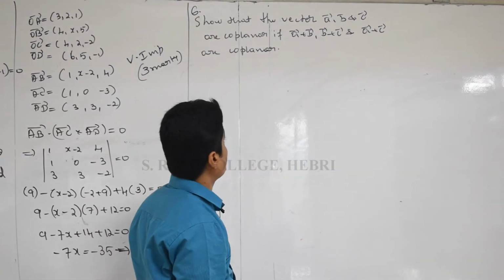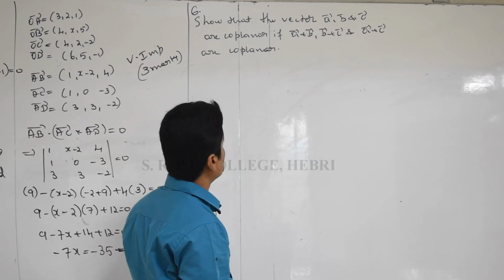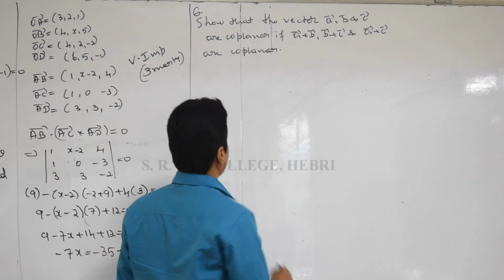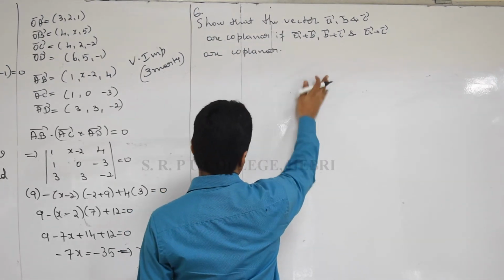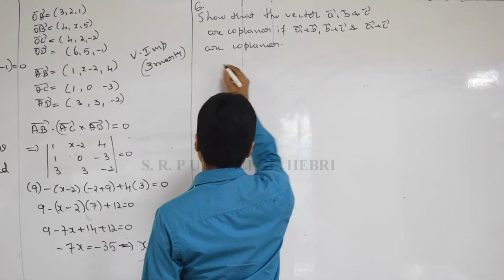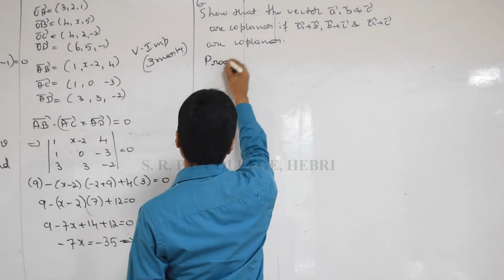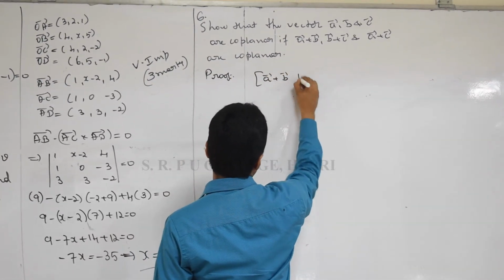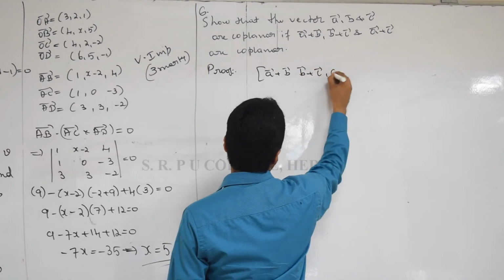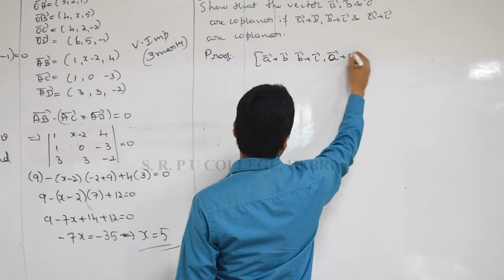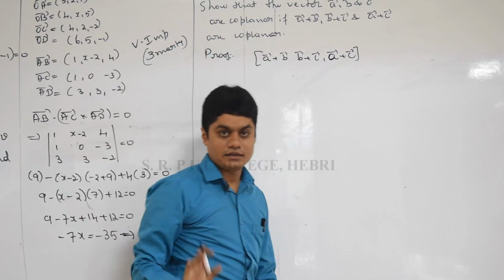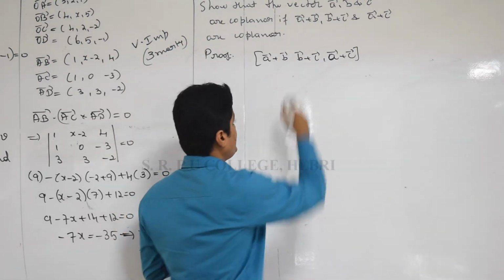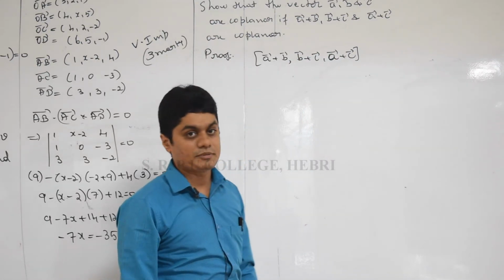Show that the vectors a, b and c are coplanar if vectors a plus b, b plus c and a plus c are coplanar. So we have to prove that a, b, c are coplanar if these vectors are coplanar. So the proof is like this, observe carefully. First find out the scalar triple product and prove that these three vectors are always equal to something. First we will find out the scalar triple product of these three vectors.